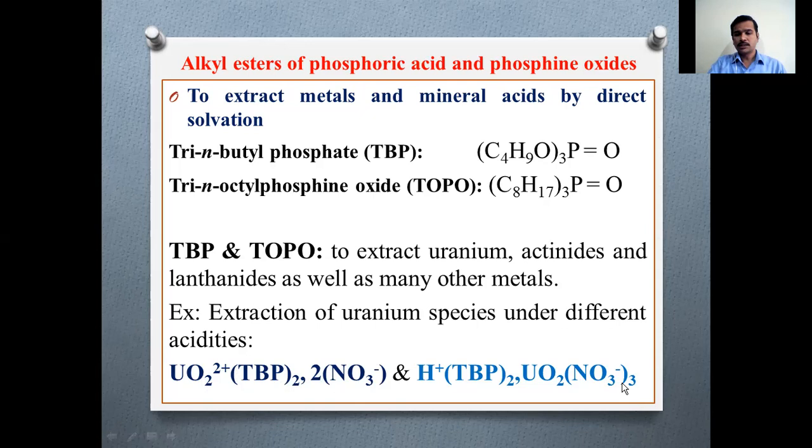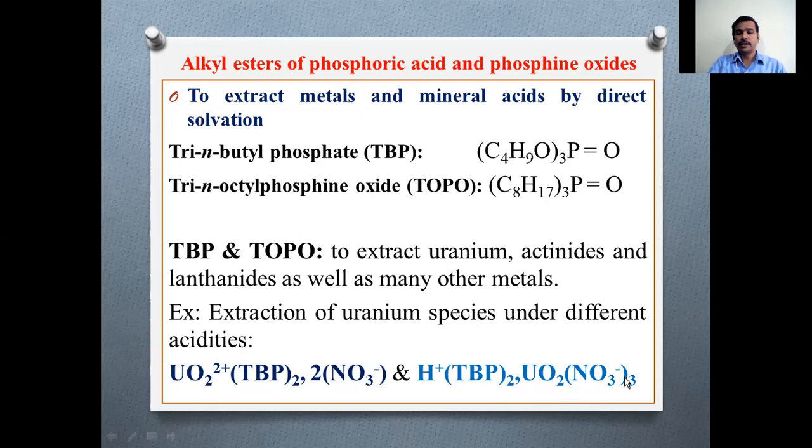If you maintain the concentration of nitric acid at a very high amount, this is going to be the ion association complex, because the concentration of nitric acid is more, one hydrogen ion will also contribute, since 3 nitrates have been contributed from the nitric acid. Here the charge on uranium is 2 plus, in UO2 2+.